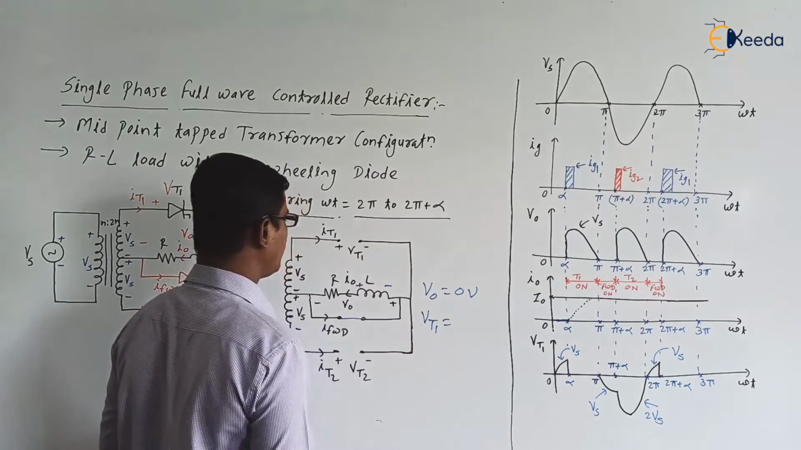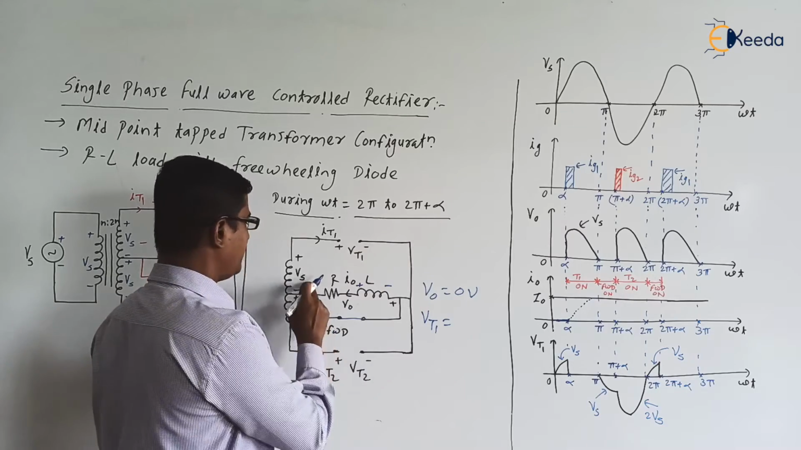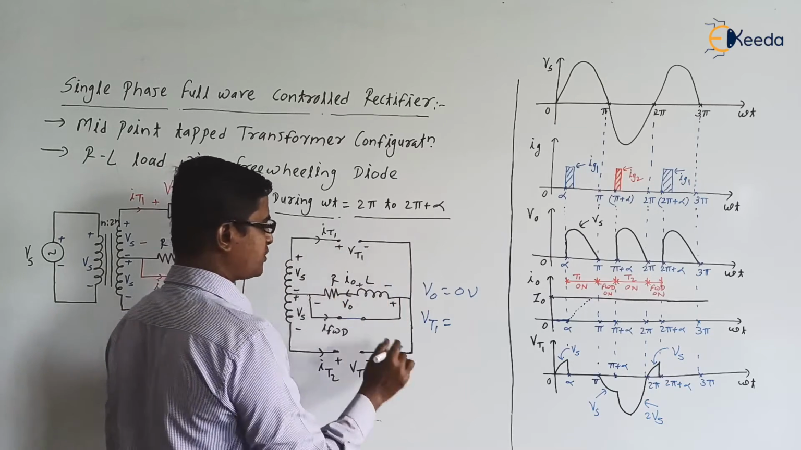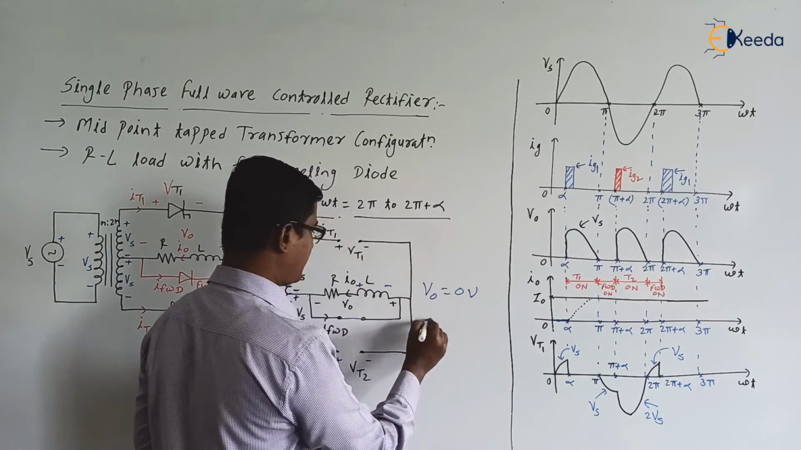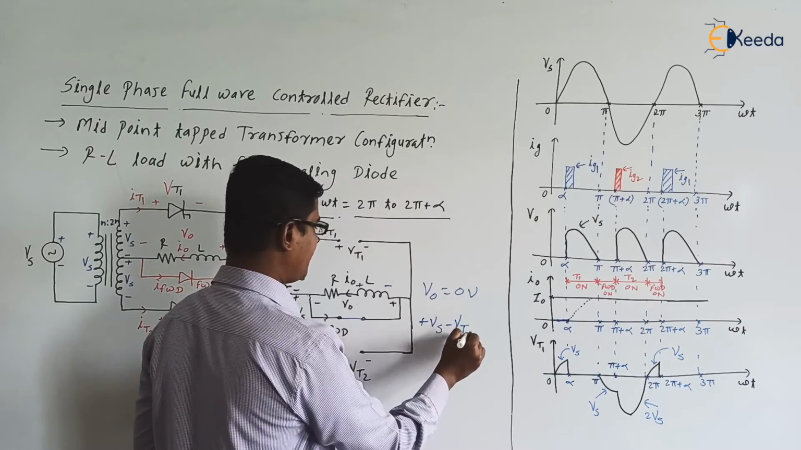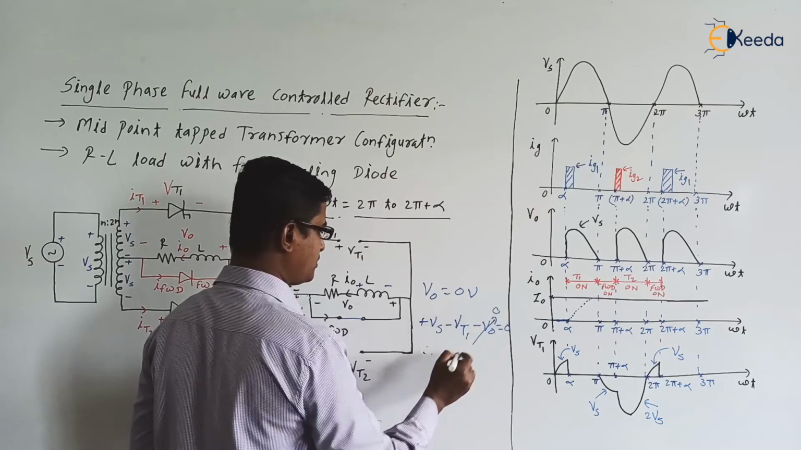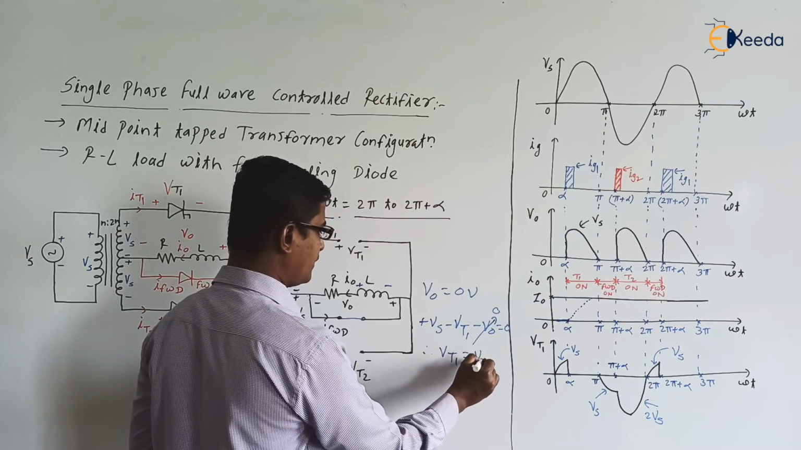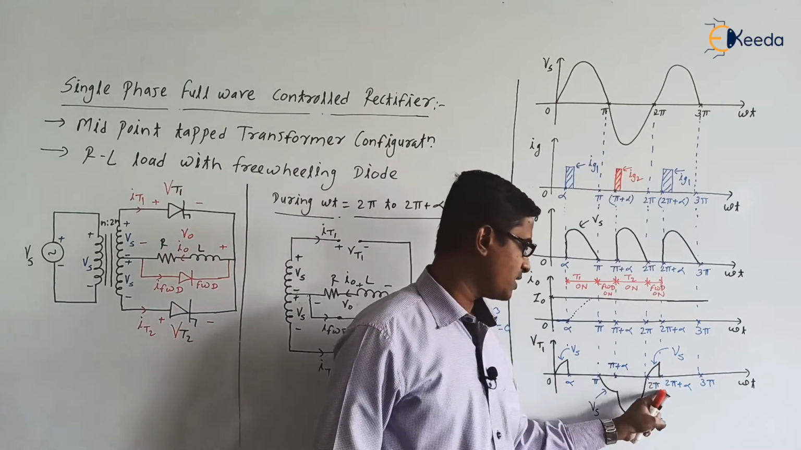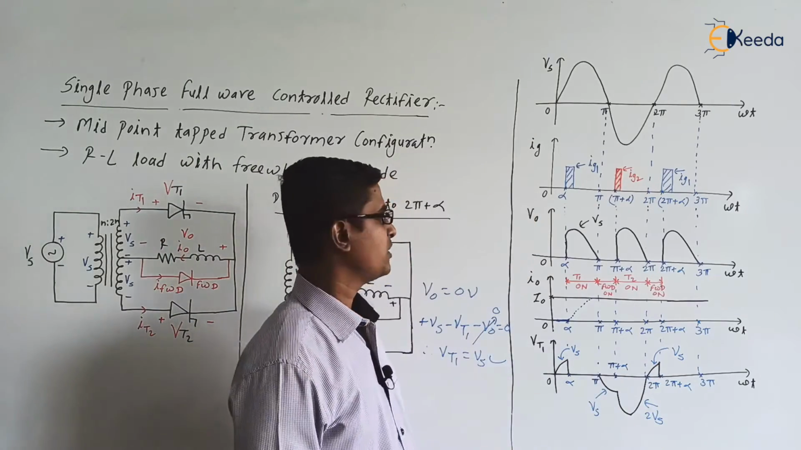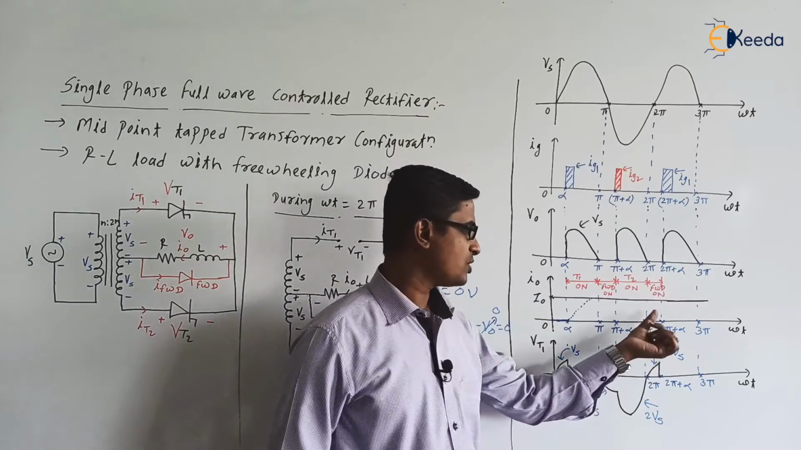Next, what about the thyristor T1 voltage? If you apply KVL to the outer loop, we get plus Vs minus VT1 minus V0 equal to 0. Since V0 is already 0, VT1 is equal to Vs. The voltage across the thyristor will be equal to Vs. So VT1 is equal to Vs from 2 pi to 2 pi plus alpha. V0 is 0, and I0 is the constant current I0.